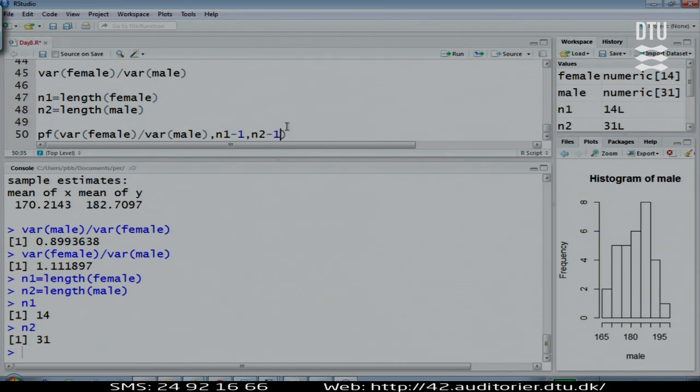PF gives me the probability of being to the left. I should take the probability of being to the right because I'm above 1. And then actually I should multiply this by 2 to have both tails. And here's the p-value.